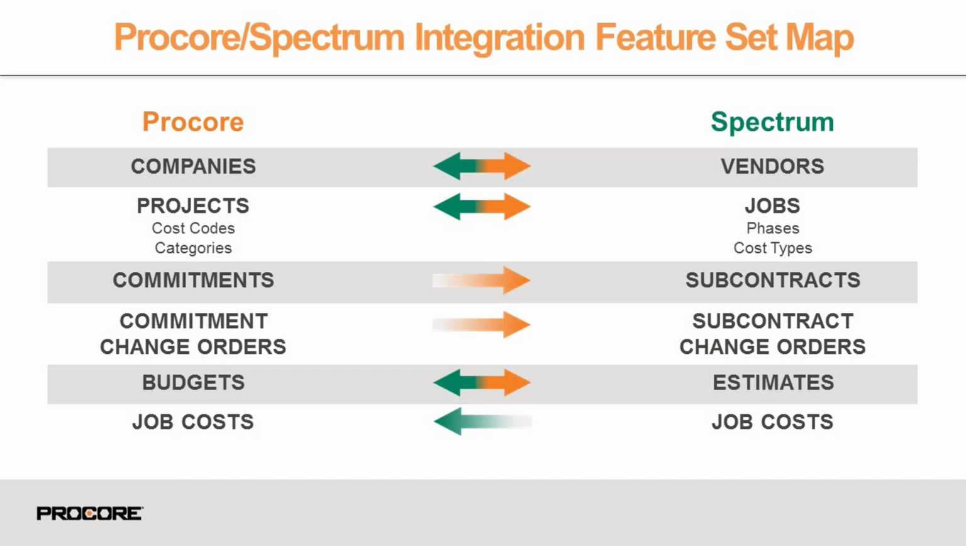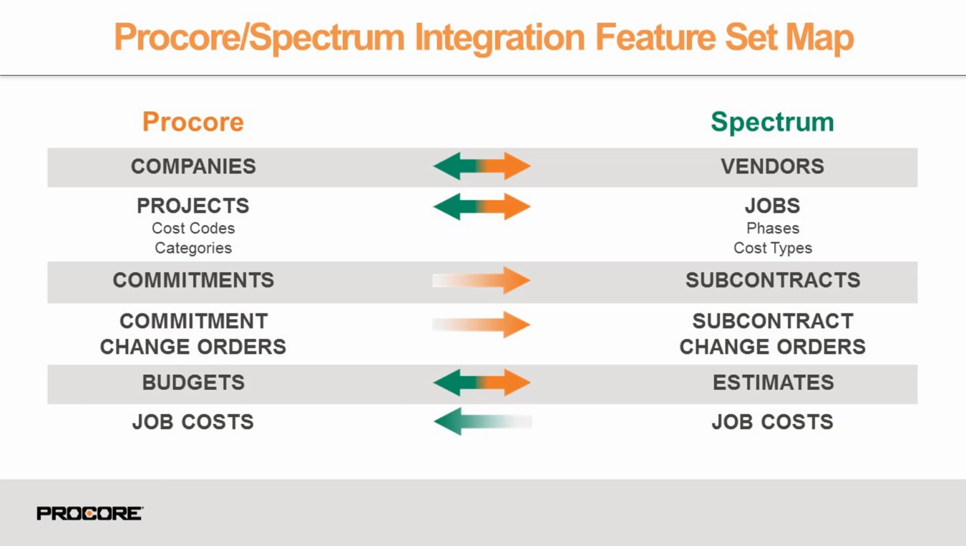Moving down to the next row, any new project that is created in Spectrum can be imported into Procore. And since this is also an area where we have a bidirectional integration, new projects created in Procore can be exported to Spectrum to create a job record there.